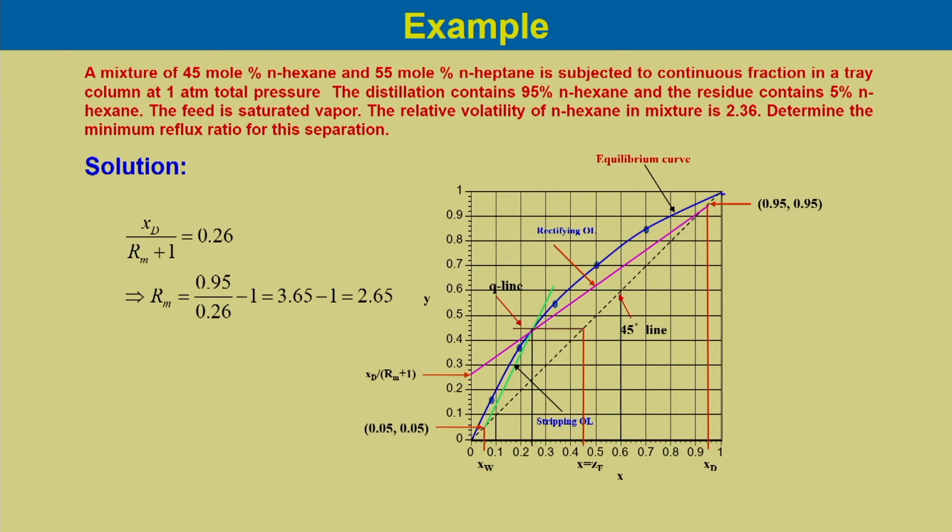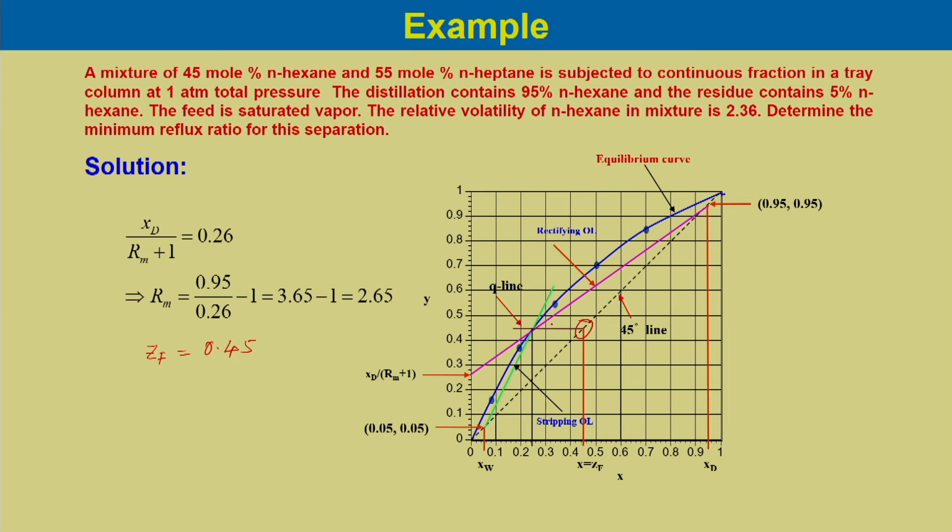So, which is shown over here. This xd by Rm plus 1 is shown over here, and it is 0.26 from this value. We have the feed line, which is saturated vapor. So it will be a horizontal line from this point, because your feed condition Zf is 0.45, so that is at this location.